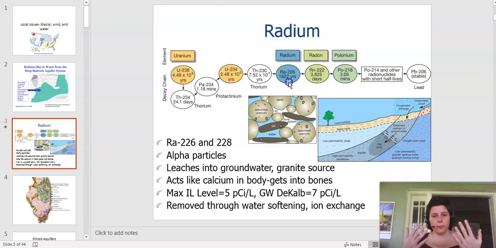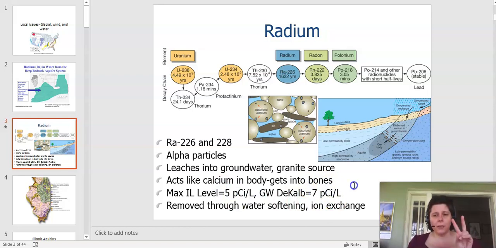So we have to remove it from our water because there is a maximum contaminant level, which is 5 picocuries per liter. What's a picocurie? Well, a picocurie is a measure of how radioactive something is. You can go into rems, and if you watched the Chernobyl movie, it's not good. But this is actually very low radioactivity, and the concentration of it is very low. The limit is 5, and the amount in DeKalb was about 7 picocuries per liter.